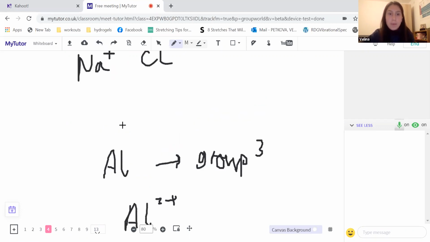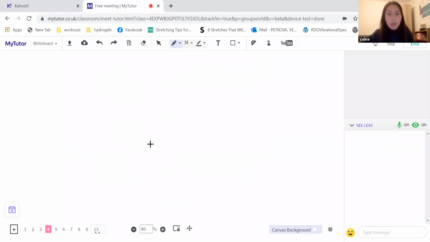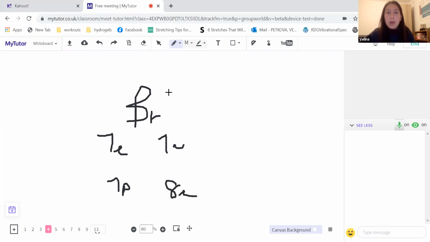However, if we take bromine, for example, which has 7 electrons in its outer shell, what's it going to do? Is it going to lose electrons or is it going to gain electrons? Going to gain, yeah, perfect. It's going to gain 1 electron to get to its stable configuration of 8 in its outer shell, and therefore it's going to have 7 protons in the end, but 8 electrons, and that is why it forms a negatively charged ion. Well done to everyone who wrote that.